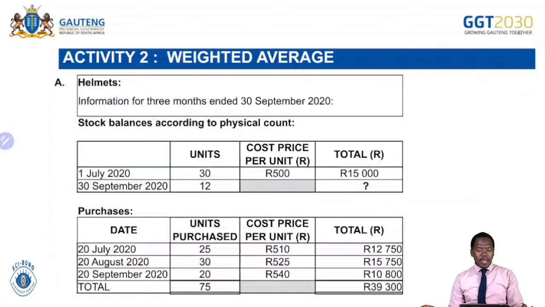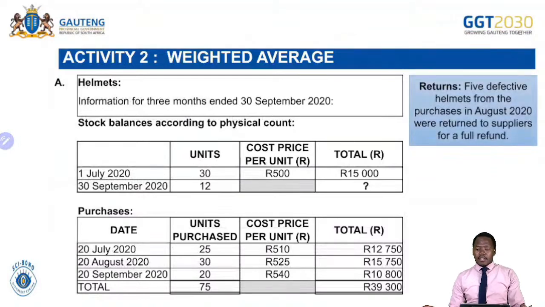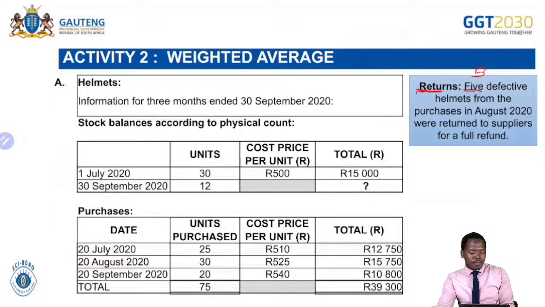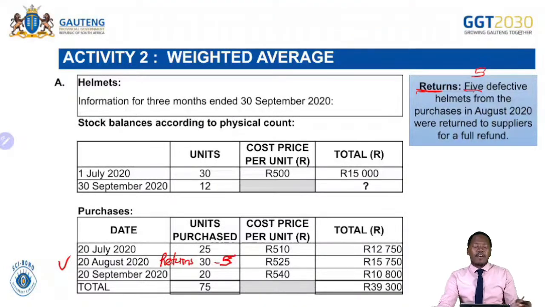Now, for helmets, we have our information there, opening stock, and then we have our units there. Now, here's our additional information that we need to know. We returned 5 defective, meaning the damaged helmets, which were purchased on the 5th of August. Meaning here in August, we have returns. So it means I need to subtract 5.